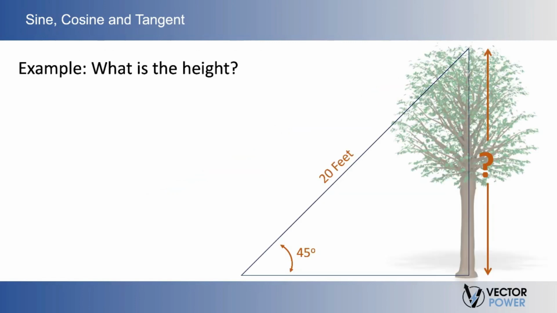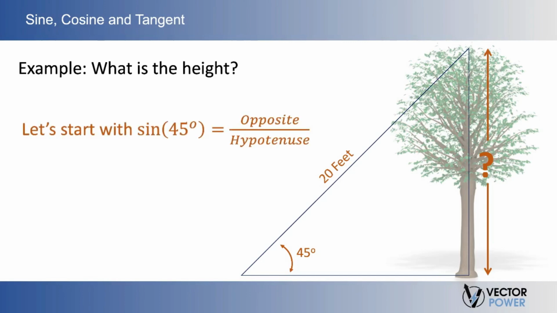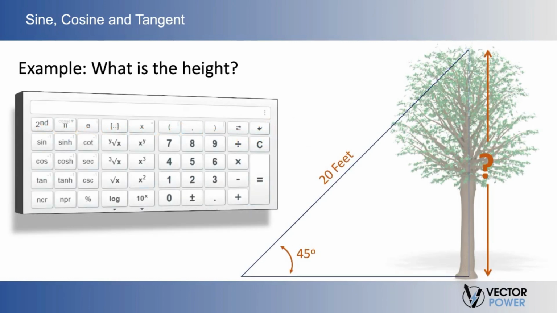All right, let's look at a little bit more of a practical application. What is the height of this tree? Well, let's start with sine of 45 degrees would equal the opposite divided by the hypotenuse. On the calculator, press the sine key, then type in 45. We see that the sine of 45 degrees equals 0.7071.